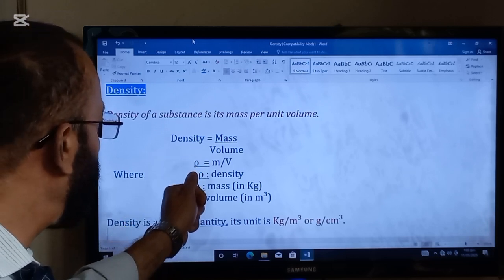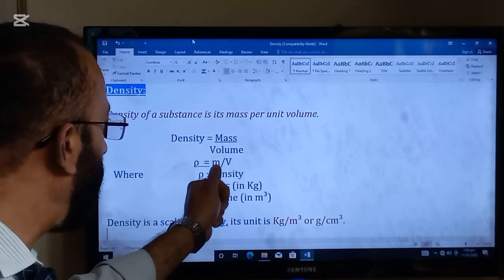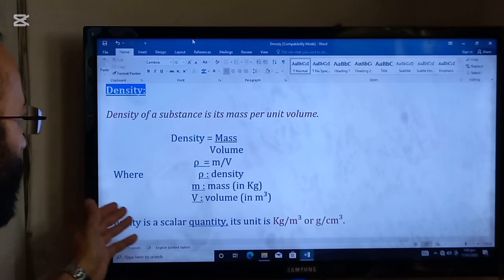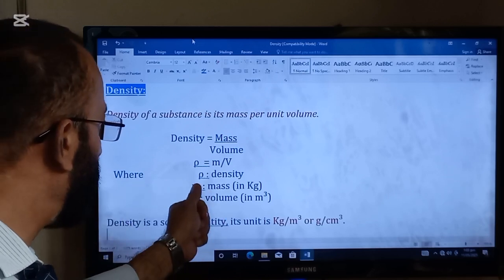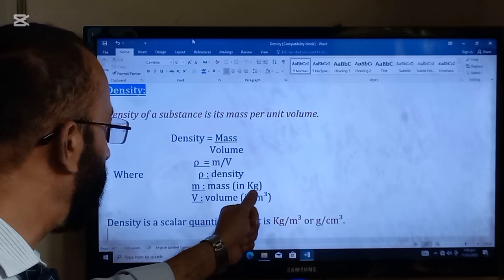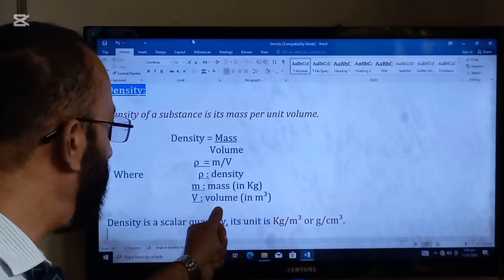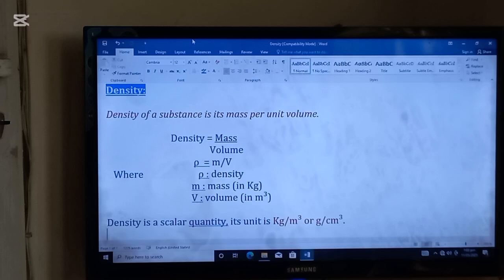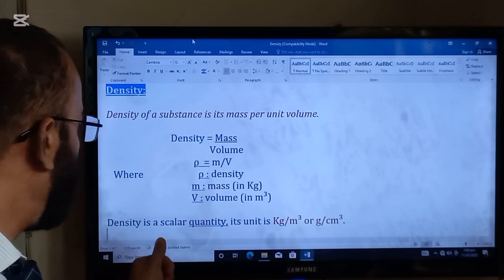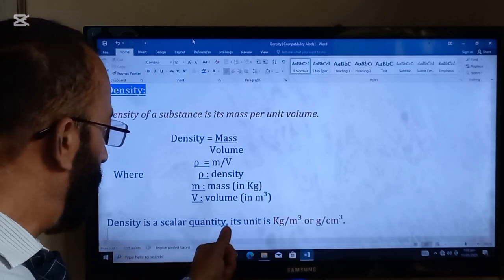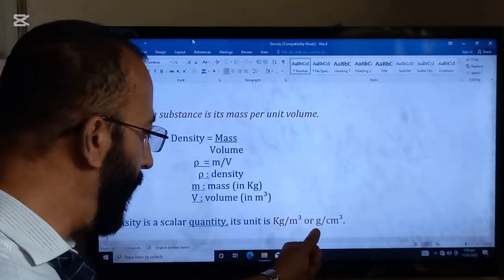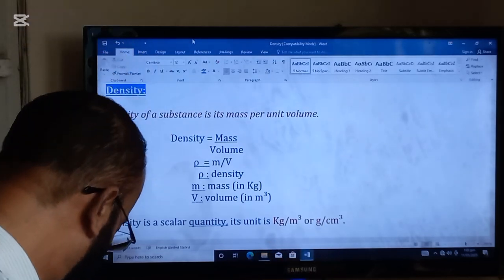Density is represented by this sign, mass by small m and volume by capital V, where these are the symbols. This is density, this is mass in kilogram, and this capital V is the volume in meter cube. Density is a scalar quantity. Its unit is kg per meter cube or grams per centimeter cube.